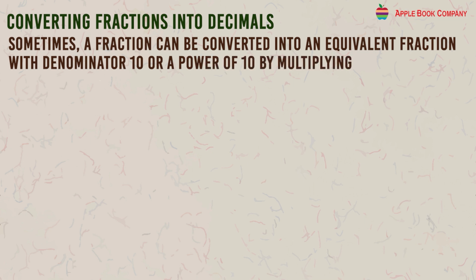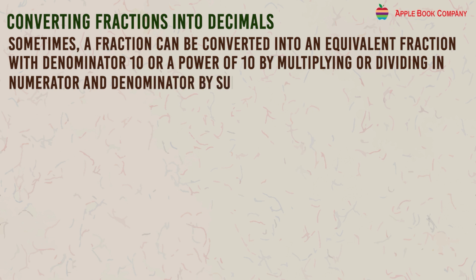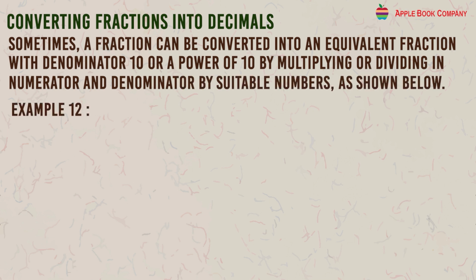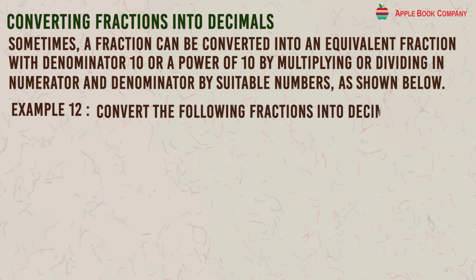Sometimes a fraction can be converted into an equivalent fraction with denominator 10 or a power of 10 by multiplying or dividing the numerator and denominator by suitable numbers, as shown below. Example 12. Convert the following fractions into decimals.